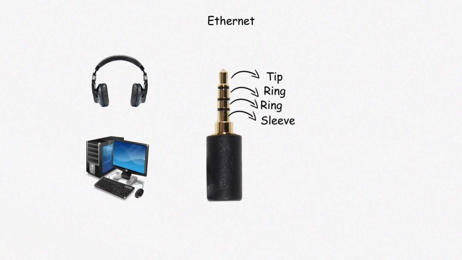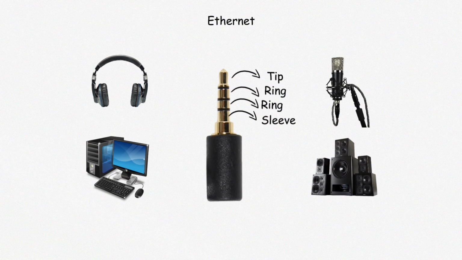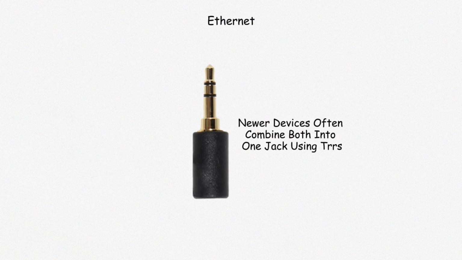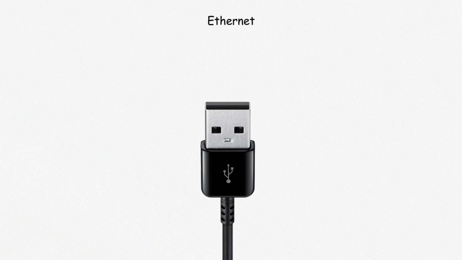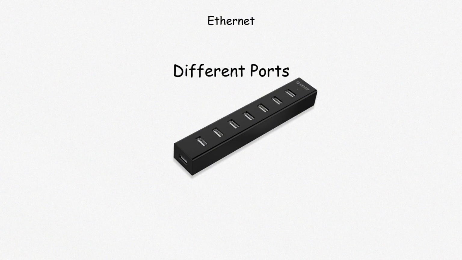Older computers sometimes include separate jacks for microphone input and speaker output, typically color-coded pink and green. Newer devices often combine both into one jack using TRRS. The jack provides analog sound, which means it can degrade with interference or cable quality. USB or digital audio interfaces provide cleaner signals but require different ports.